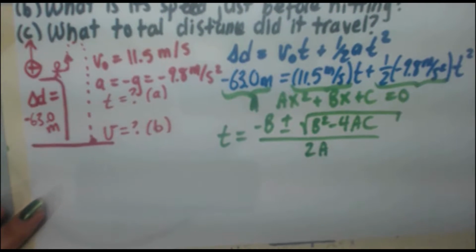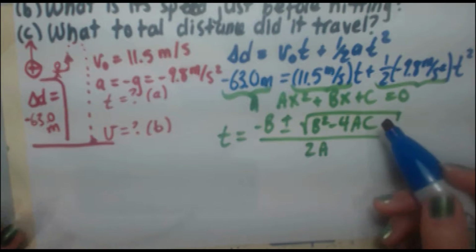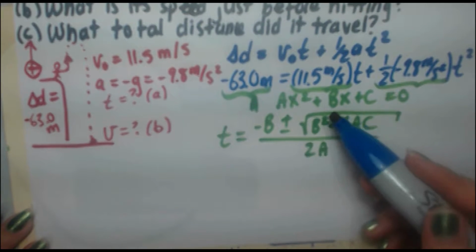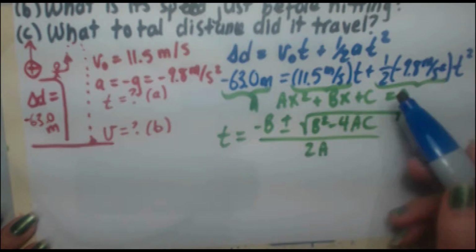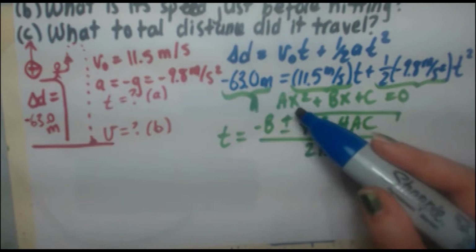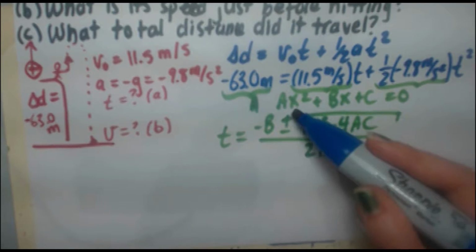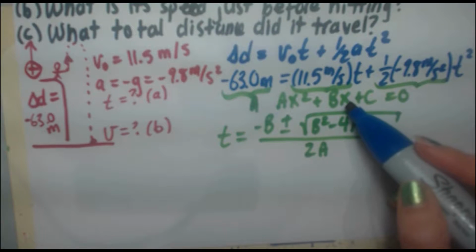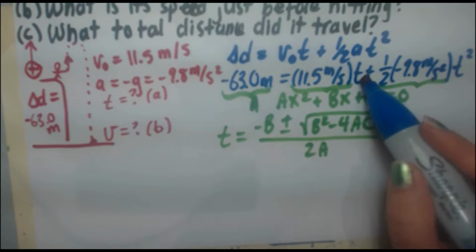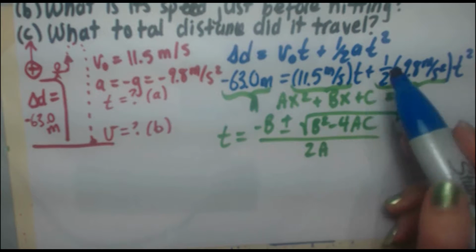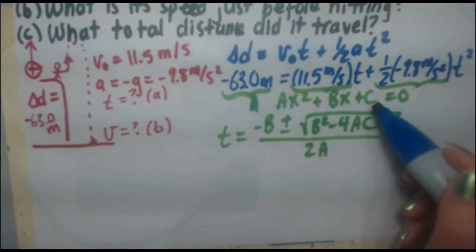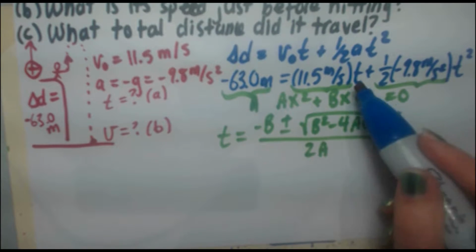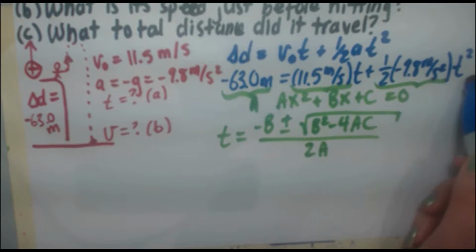So then you might be wondering, what's a, what's b, what's c? A, b, and c are very specific. You cannot just plug in one for each. It has to be specific ones. Based on this formula, a is the number that's in front of the variable that's squared. So that's this right here, 1/2 times negative 9.8. b is the number in front of the variable with an exponent 1. That's this, t to the 1. So b is 11.5. And c is the number that has to be on the same side as these variables, and there's no other number attached to it.